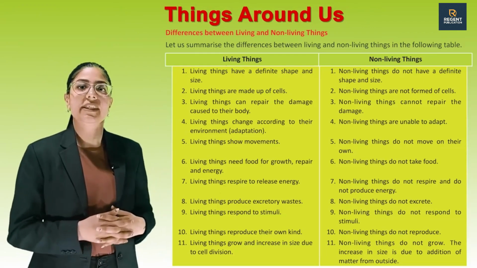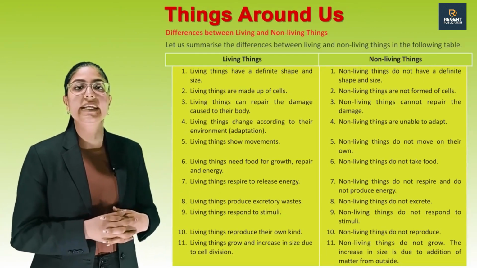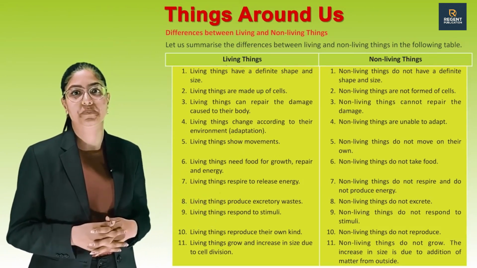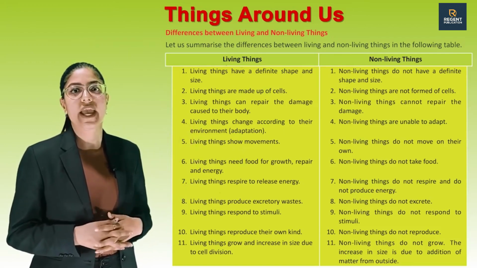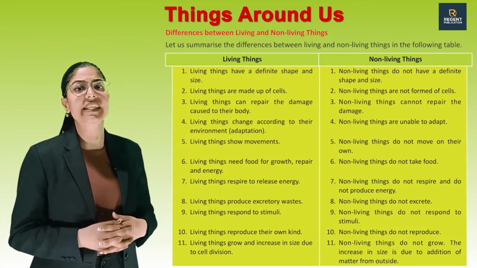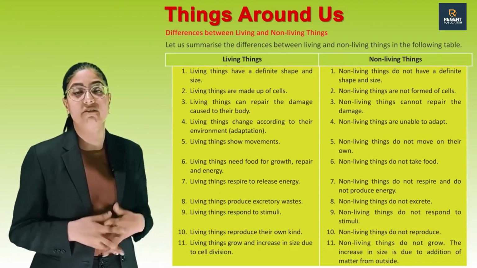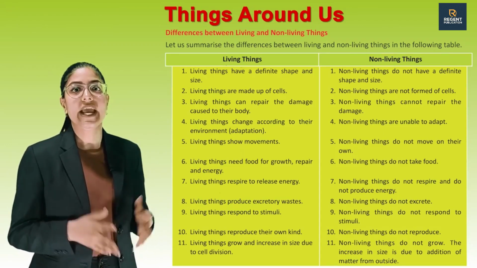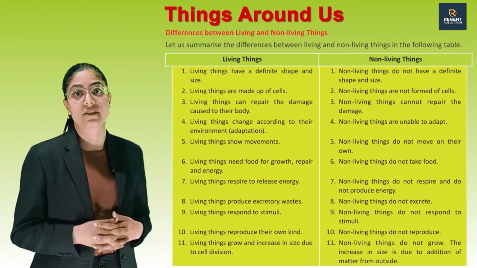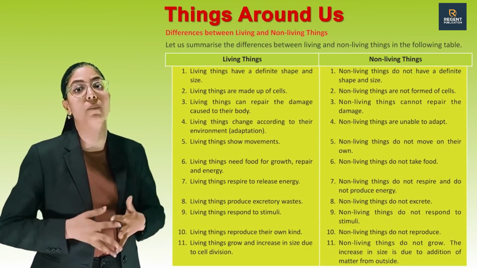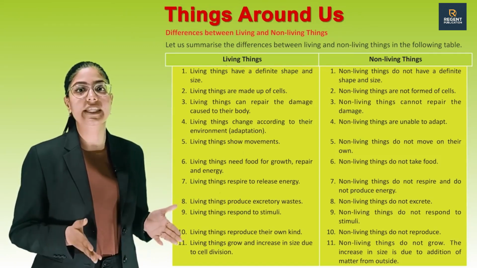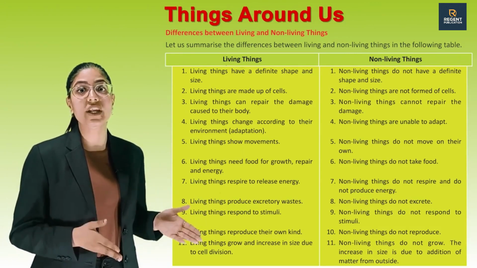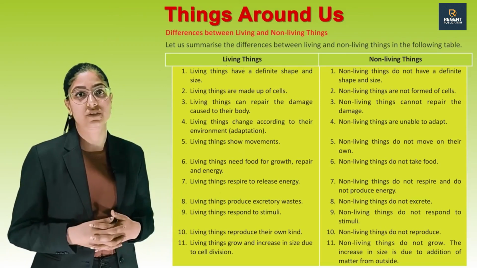Difference between living things and non-living things. Let us summarize the difference between living and non-living things in the following table. See the table. Living things have definite shapes and size, while non-living things do not have a definite shape and size. Living things are made up of cells, while non-living things are not made of cells. Living things can repair the damage caused to their body, while non-living things cannot repair the damage.